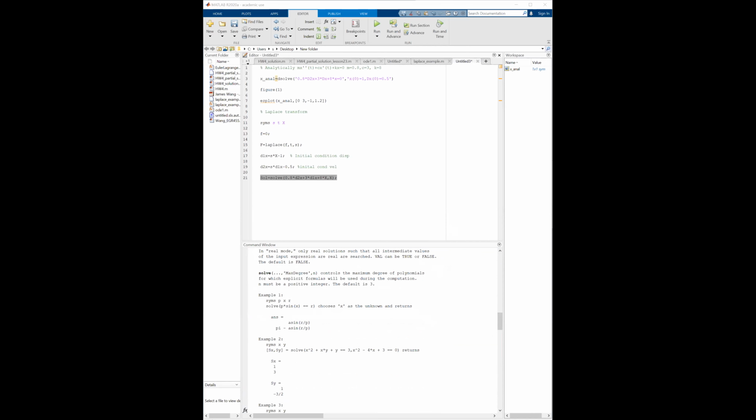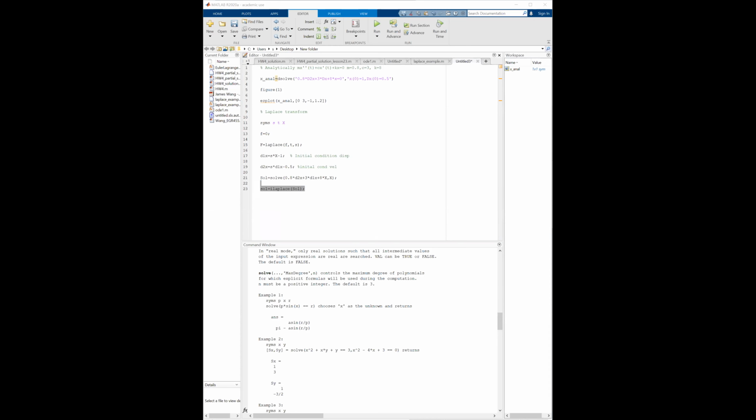The next part is SOL is the solution of this whole expression. I'm going to take the inverse Laplace transform of this solution. And the inverse Laplace transform, the command is ilaplace. I stands for inverse Laplace. Copy, paste.